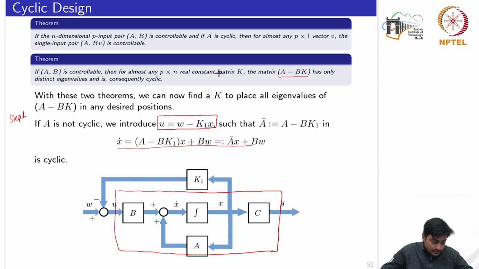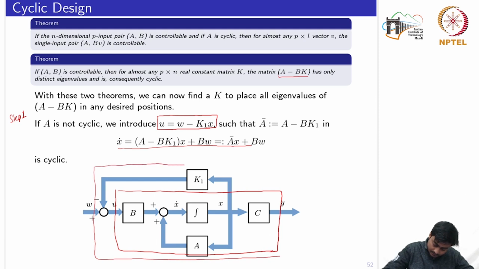Okay, so now we have ensured two things. If I see the map from W to X, I can carry out my design on this map from W to X instead of U to X. Because in the map from U to X, we do not have the matrix A as a cyclic matrix, but in the map from W to X we have the state matrix as a cyclic matrix.